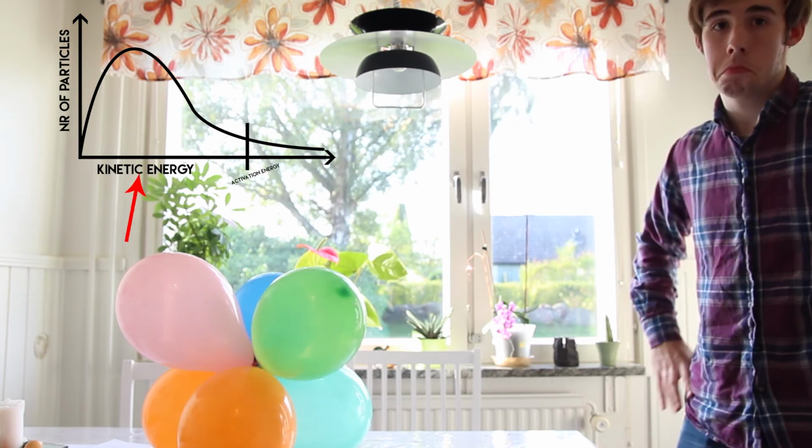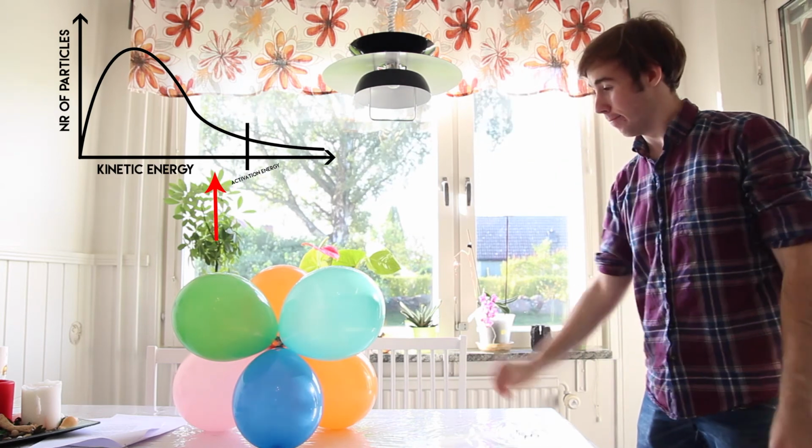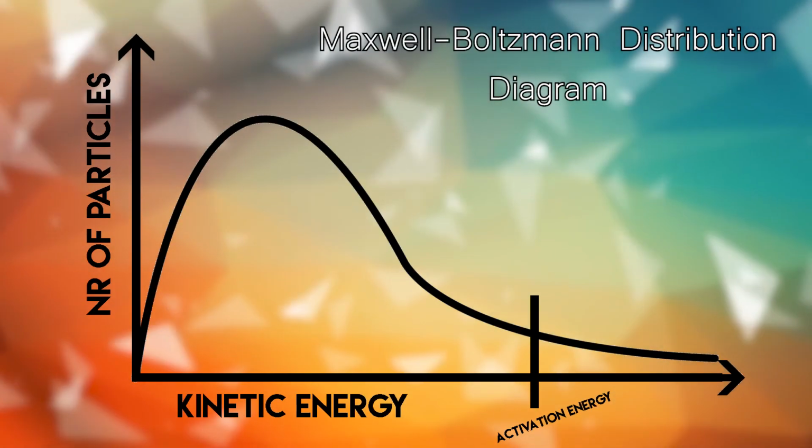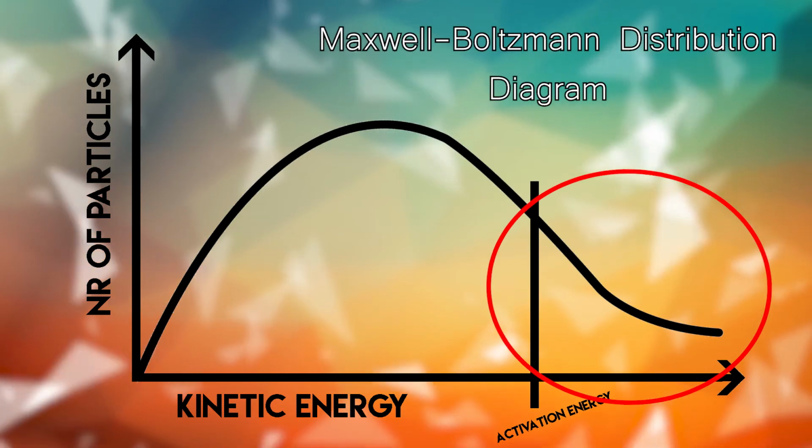But what happens when we increase temperature? Well, that means that the average of all these particles will increase. And this can be demonstrated by me throwing 100 needles, but I've gotten stronger. Then the average energy of my throws would be higher compared to when I was weak. This would also mean that more particles have actually reached activation energy.